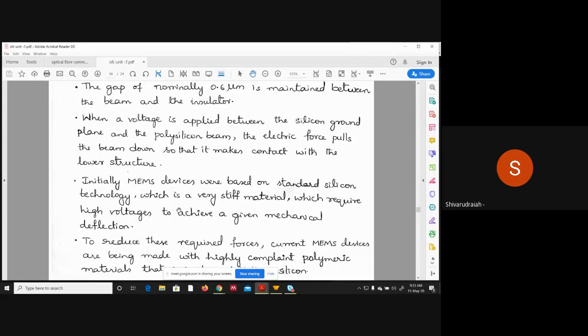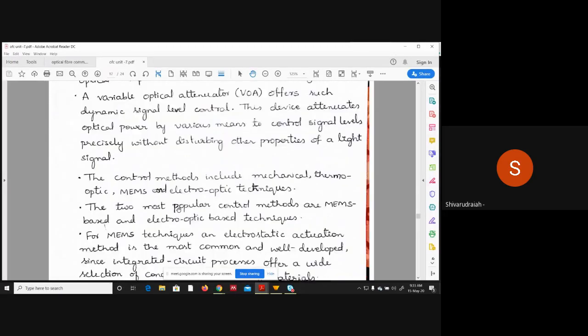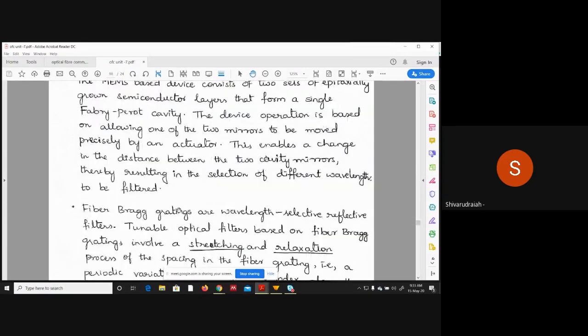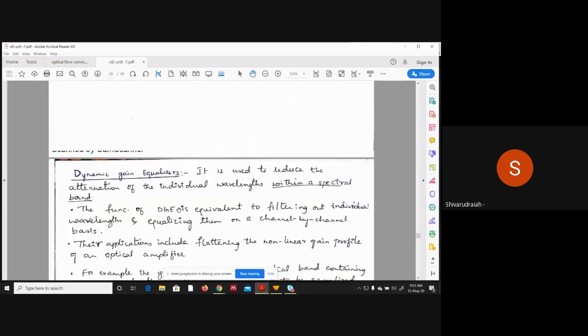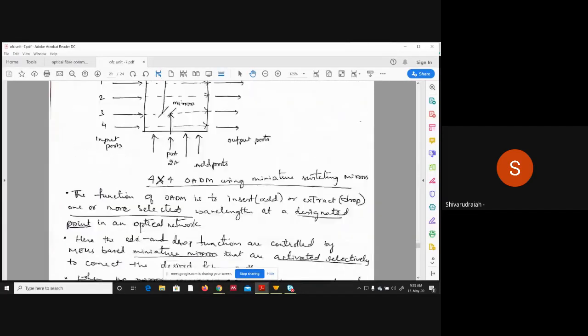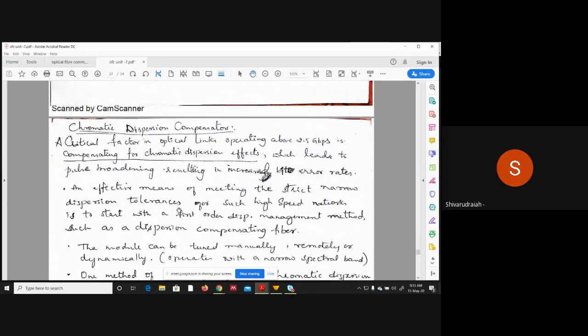Okay. So I'll straight away move on to the next active device where I need to discuss dynamic gain equalizer. Sorry, I think I've discussed dynamic gain equalizer. I need to take the next active device, that is chromatic dispersion compensators. Okay.